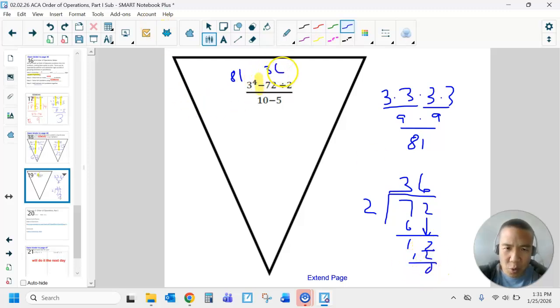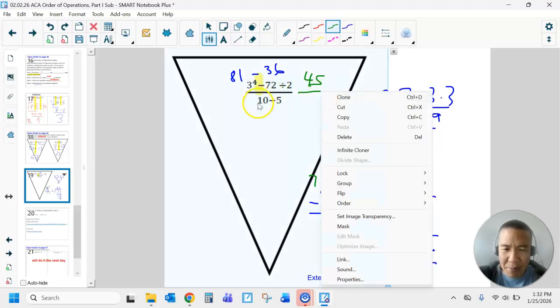So what am I supposed to do with this 81 and 36? The operator says minus. So what is 81 minus 36? Can I do 1 minus 6? Nope, got to regroup. So the 8 becomes a 7. This 1 becomes 11 because you're adding 10 ones. So 11 minus 6 is 5. 7 minus 3 is 4. So the numerator is 45.